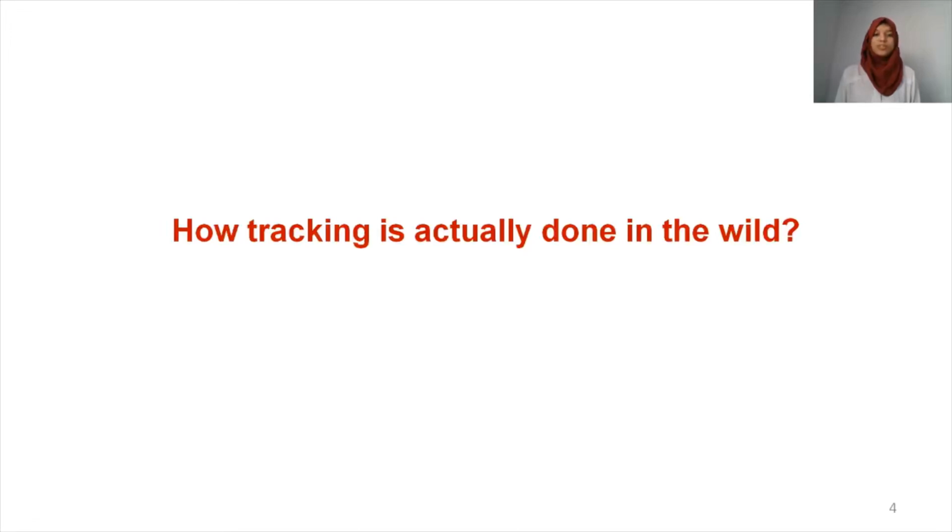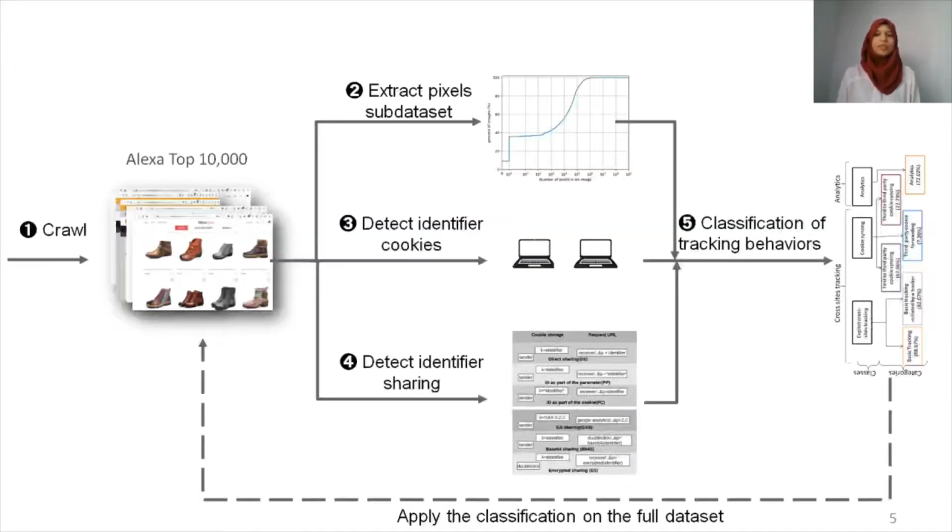That's the reason why we decided to look into different request responses leading to these invisible pixels, extract tracking behaviors from these request responses, make a classification of these tracking behaviors, and apply this classification to the full dataset. This figure summarizes the main 5 steps that we follow to detect different tracking behaviors. I will guide you through this figure during the talk.